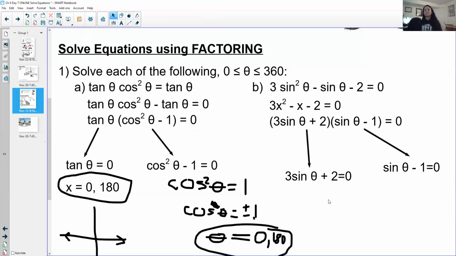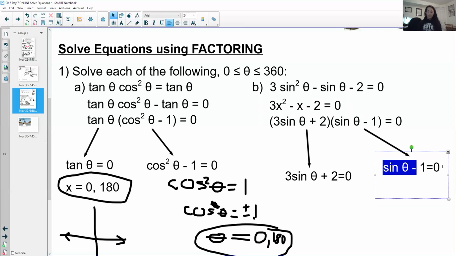Okay, so I've got to find out what values of theta will put this bracket equal to 0, and I have to find out what values of theta will put this bracket equal to 0. This one is easier, so let's do this one first. I have to get sine theta by itself, so bring the 1 onto the other side. You should be left with sine theta equals positive 1.